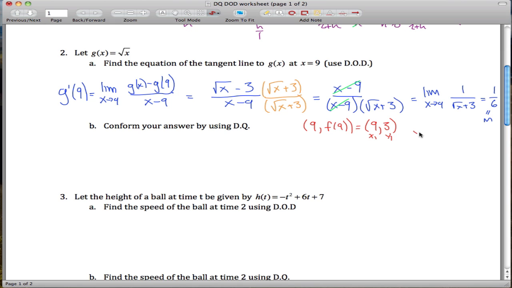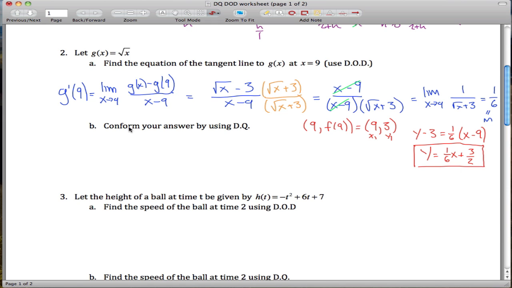Two ways to do it. I'll do point slope form. y minus y1 equals m times x minus x1. That is y equals, that's not a y. y equals 1/6 x. Let's see, if you distribute the 1/6 through, you get 9/6, which is 1.5, and then you add 3 to negative 1.5, and you get positive 1.5. That is positive 3/2. And this right here is our equation of the tangent line.